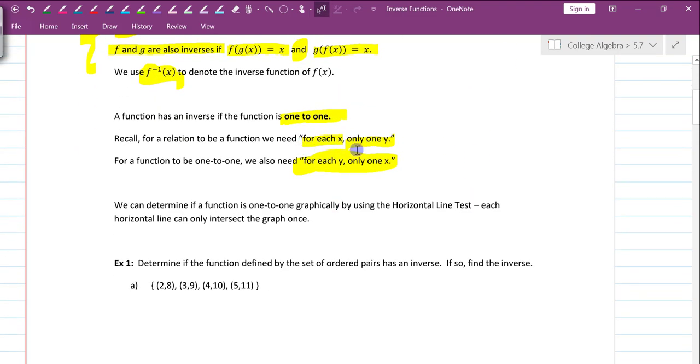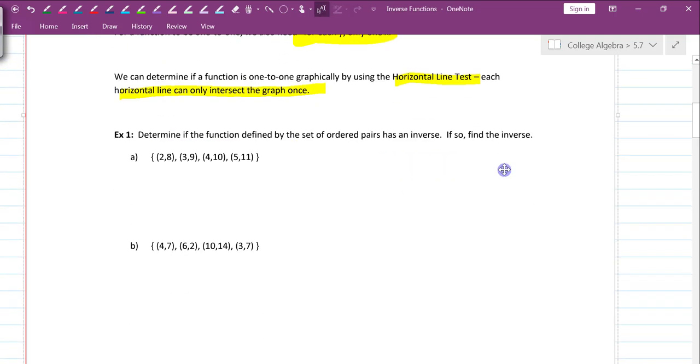We can determine if a function is one-to-one graphically by using the horizontal line test. Each horizontal line can only intersect the graph once. Don't forget we have the vertical line test, which determines whether or not the equation is a function. The horizontal line test is used to determine if a function is a one-to-one function.